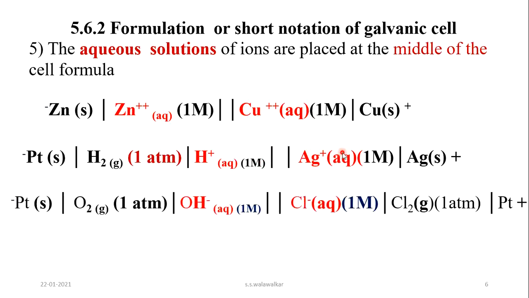Then here also the third, that is OH ions. Oxygen is in contact with OH ion. So OH ion is written in the middle, or chlorine is in contact with chloride ion. So we have written in the cell the chloride ion solution in the middle portion of the formula.